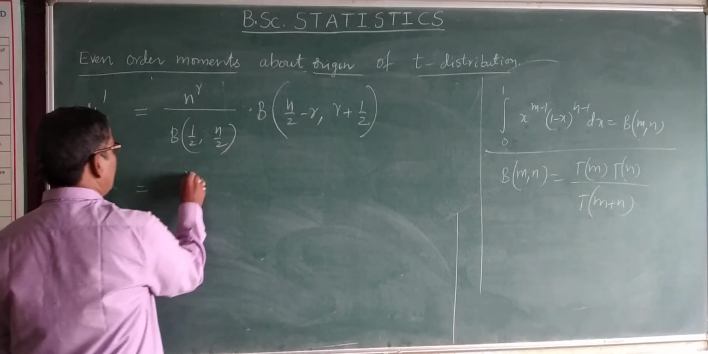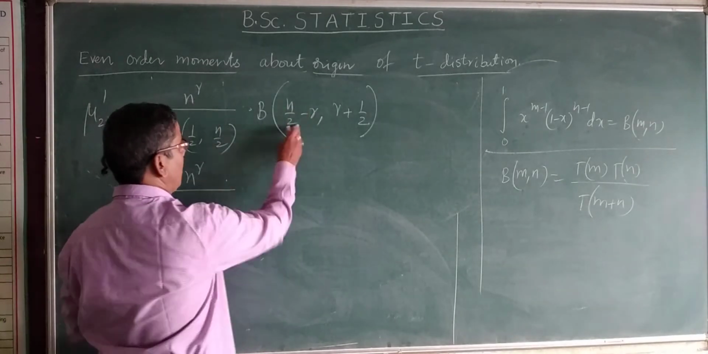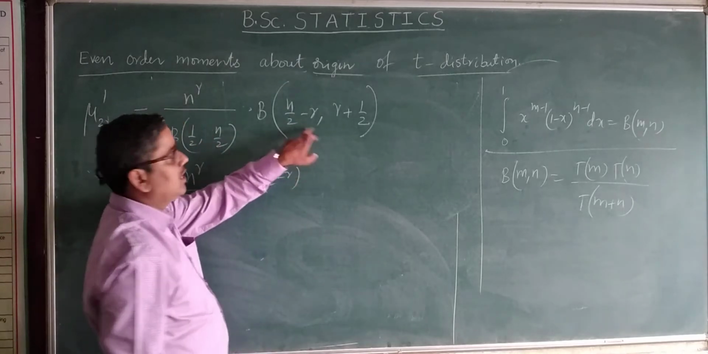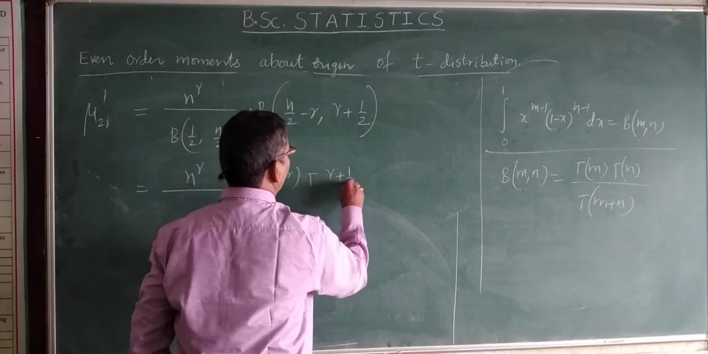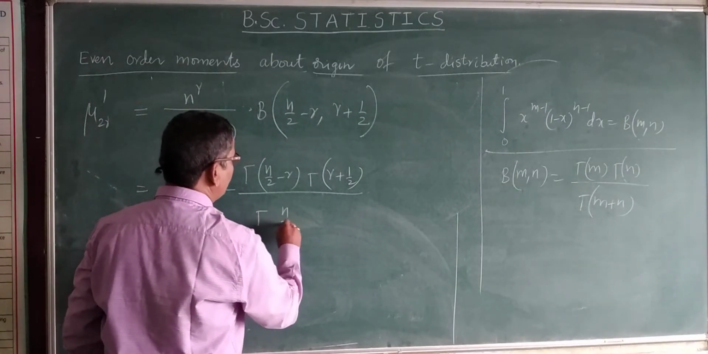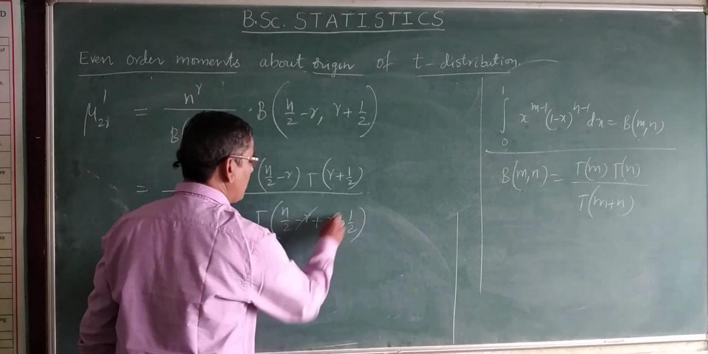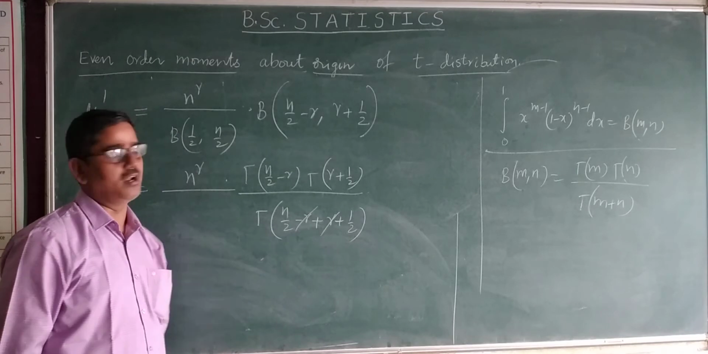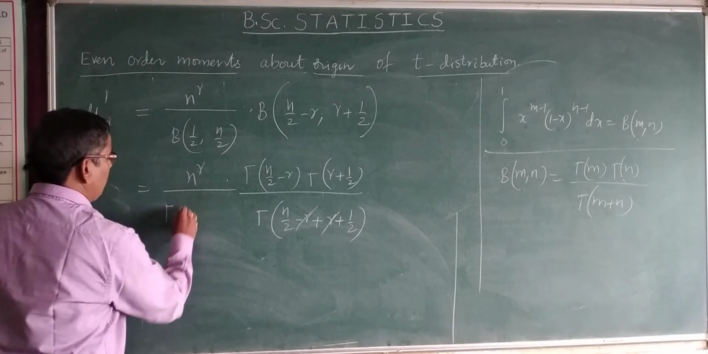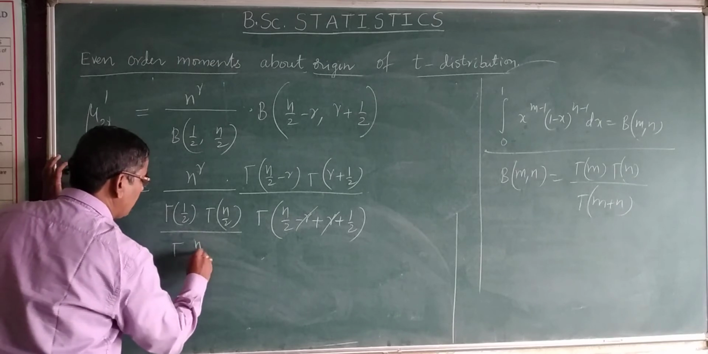So it's equivalent to n power r multiplied by, first of all, from the formula, gamma m, that is the first value, n by 2 minus r. You understand this? And gamma n, that is r plus 1 by 2, divided by gamma of m plus n, that is gamma of n by 2 minus r plus r plus 1 by 2. We can cancel out minus r plus r, giving gamma n by 2 plus 1 by 2. Now this value is gamma of 1 by 2, gamma of n by 2 divided by gamma of n by 2 plus 1 by 2.